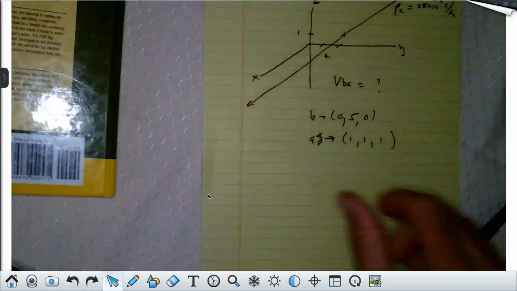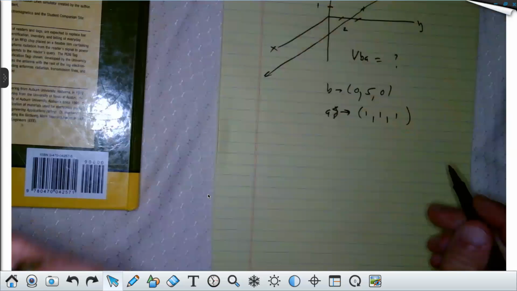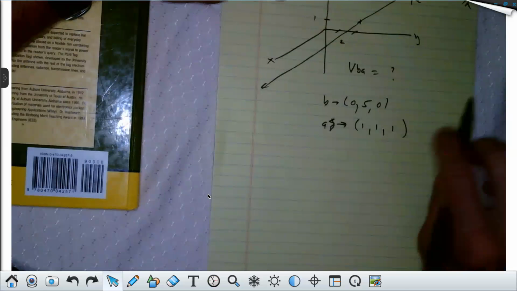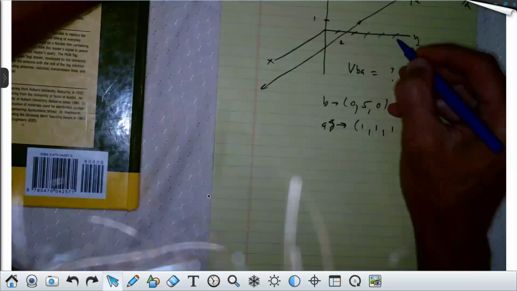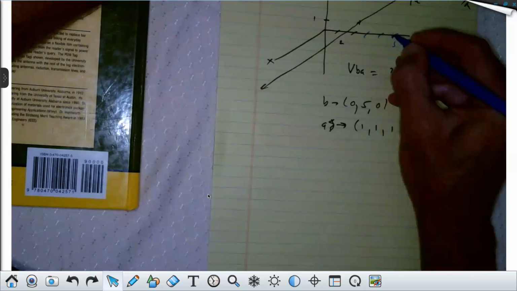Well, let me try to make this clear to you. First, you kind of need to locate it. 0, 5, 0 is where? It's y equal 5, right? If this is 2, that's 3, 4, 5. So here's 5, and then 0 is right here as well, right? Z equals 0. So this point here would be B.